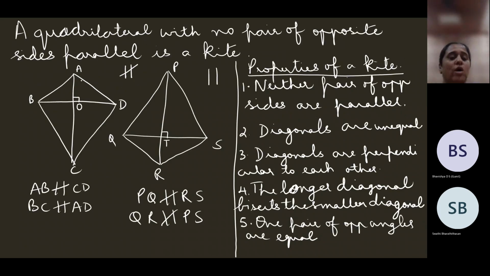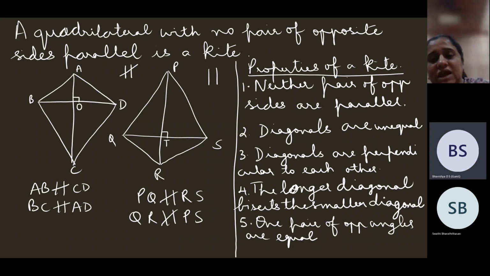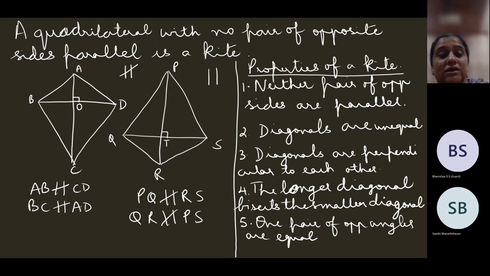Okay. So opposite sides are not parallel. AB is not parallel to CD. AD is not parallel to BC. Now, Bhavishya, tell me the sides adjacent to AB. Which are the sides adjacent to AD? AB, ma'am. AD and? OD is not a side of the quadrilateral.